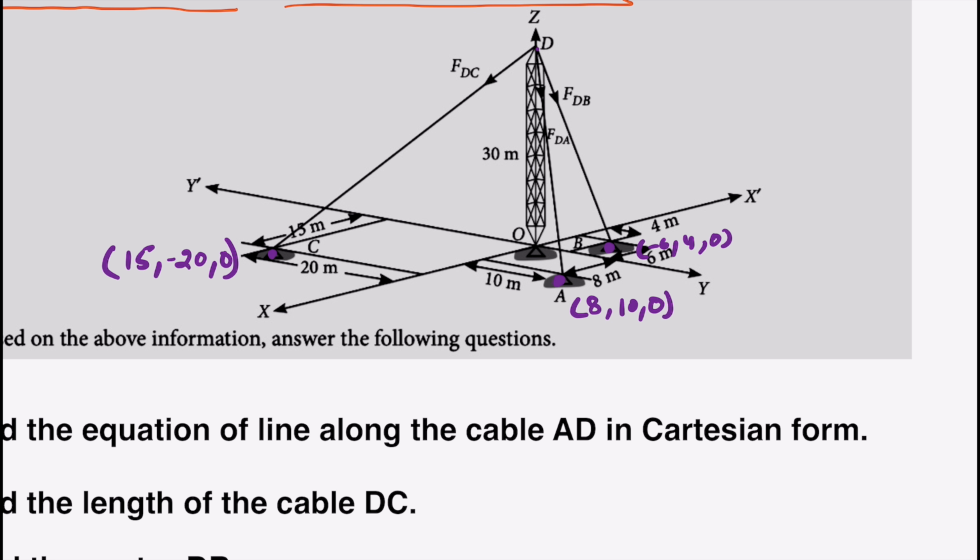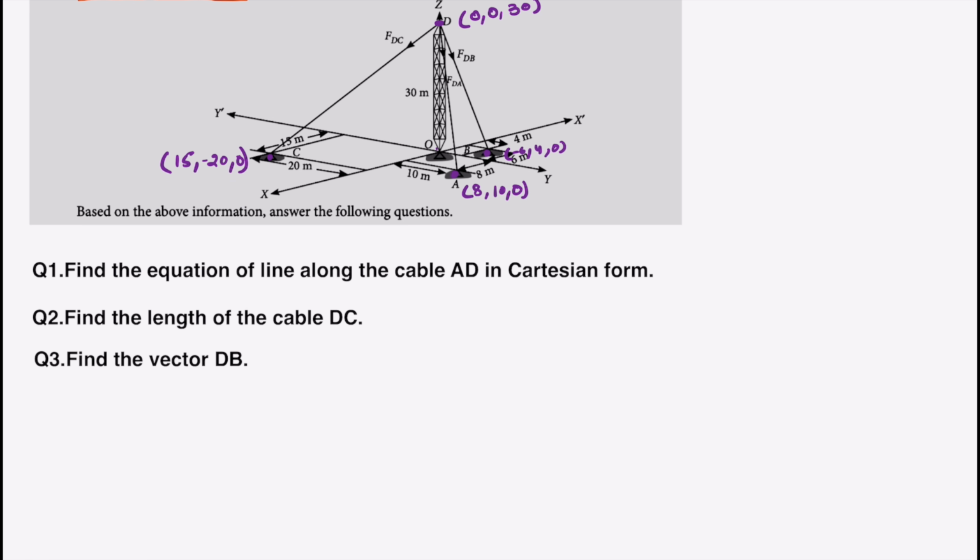Now last and final, the coordinates of point D. We know that this point D is lying on z axis, so its x coordinate will be 0, y coordinate will be 0, and z coordinate will be, this point is at 30-meter distance from the origin, so the z coordinate will be 30. Okay, now let's proceed to the questions.